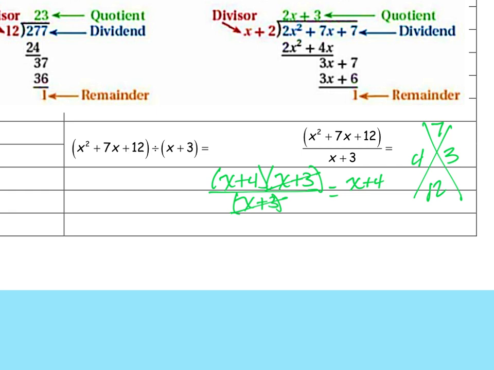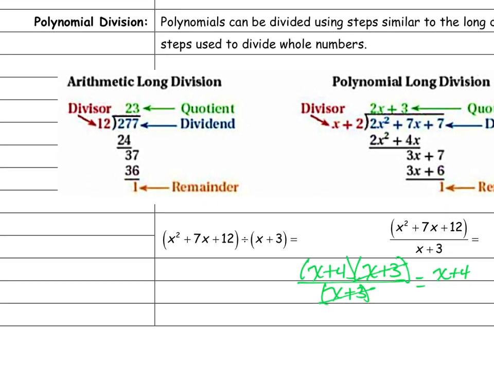But as we found out, they don't always divide easily, correct? So what we're going to do now is do the long division way, and no matter what, we'll get an answer, okay?